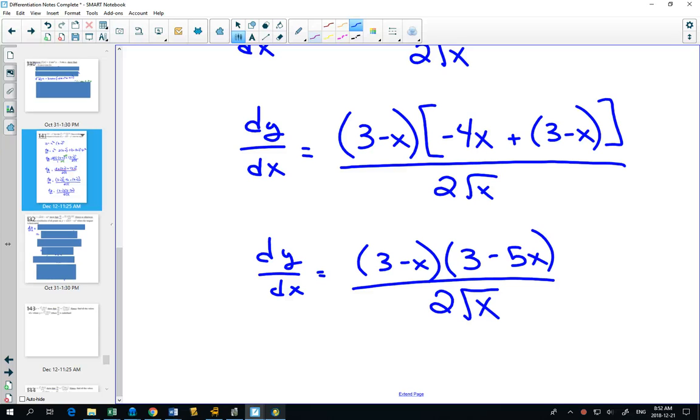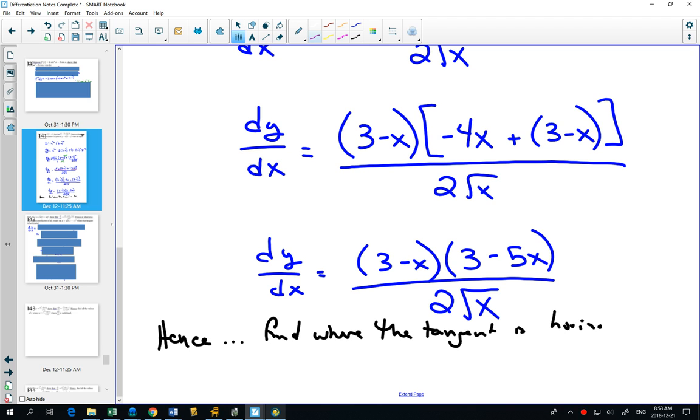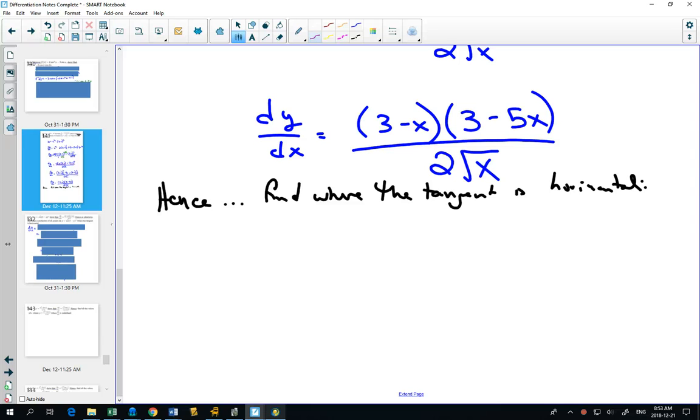And then part B, or the second part, the hence part, find where the tangent is horizontal. Well, what do we have to have for a horizontal tangent? We need a slope of 0. If I make my slope 0, so this is why the hence it says use the answer you have. Okay, my slope is 0. This is what I have.